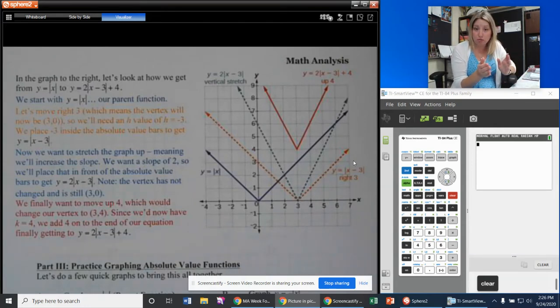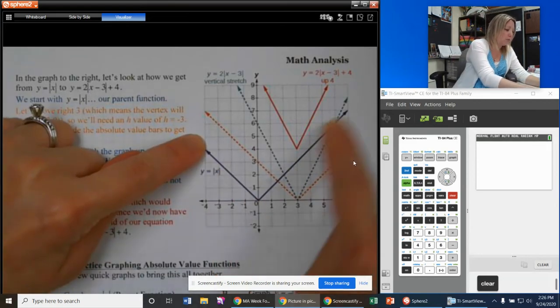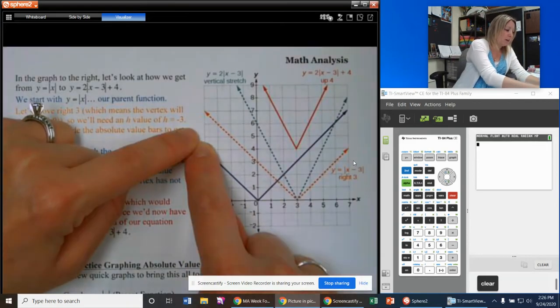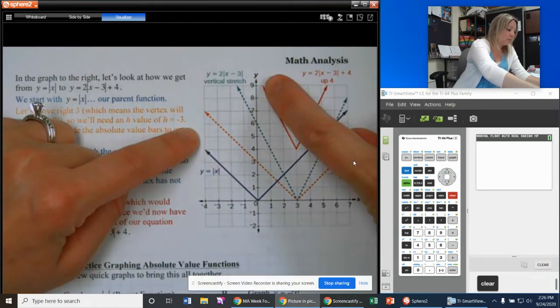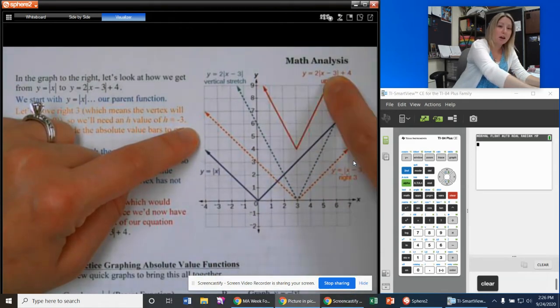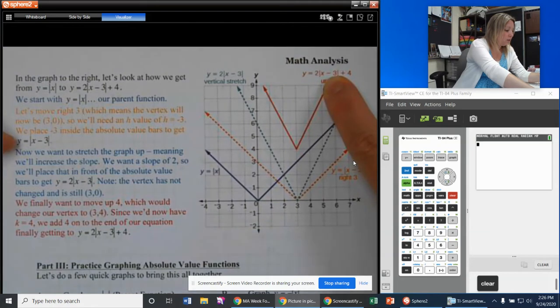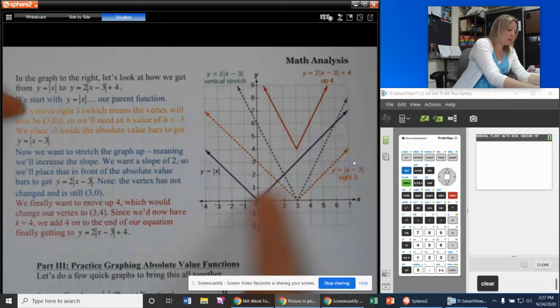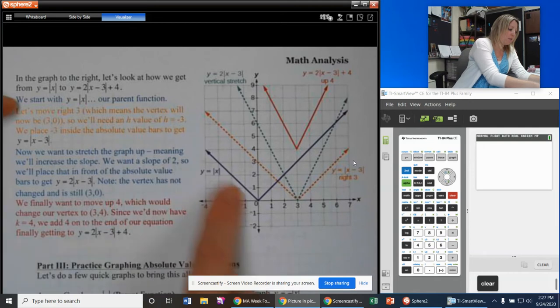So let's start. I'm going to go from our parent function of y equals the absolute value of x, this blue one right here, to the end right here, this red one. Okay, and in each section, I'm changing where I'm looking. So I'm moving, starting with our parent function right here. So there we are, blue, starting with our parent function.